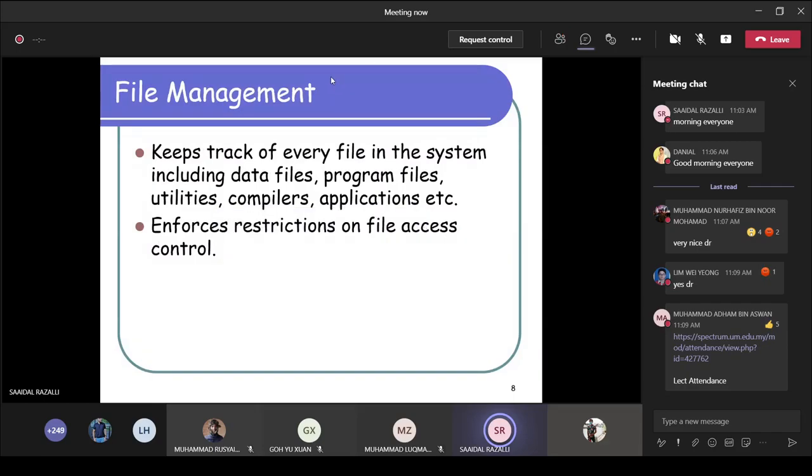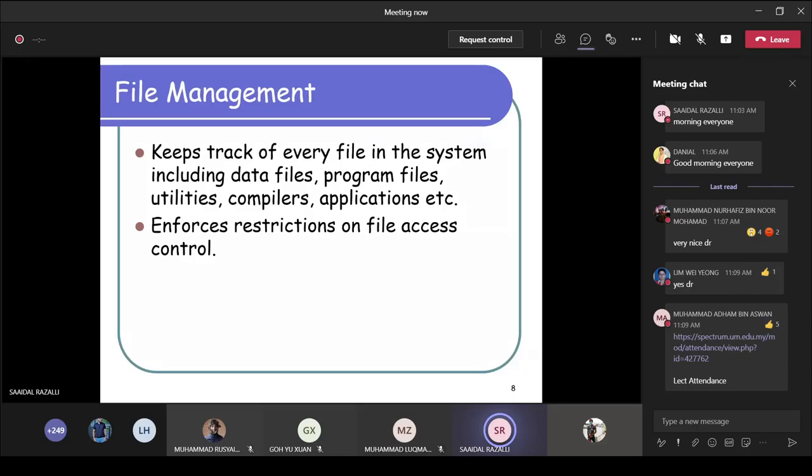So file management: your PDF file, your .s file, your .c file, whatever file you have, file management will manage it. It keeps track of every file in the system, including data files, program files, utilities, compilers, applications, and so on. It also enforces restrictions on file access control. Some of the files you can only read, mostly on Windows. You have the Windows folder, Windows 32, and you cannot modify some of the system files.